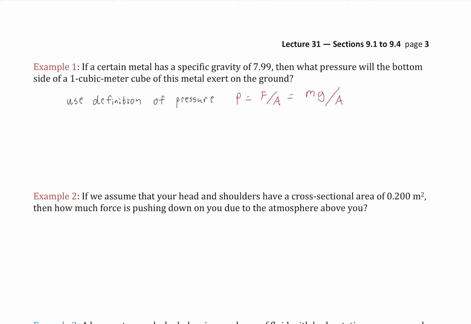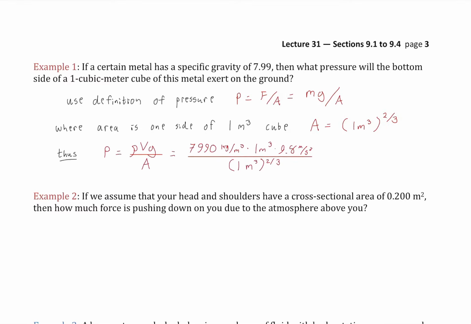Okay, all right, so then use the definition of pressure. Pressure is force per area. Force is just mg, in this case the gravitational force, divided by the area. The area would be one side of a cube. One side of a 1 cubic meter cube is 1 cubic meter raised to the 2/3 power. That works for cubes. And that's actually just still going to be 1 in this case. And so then we're just going to get the pressure, which is going to be the density times the volume times g. Well, where did that come from?